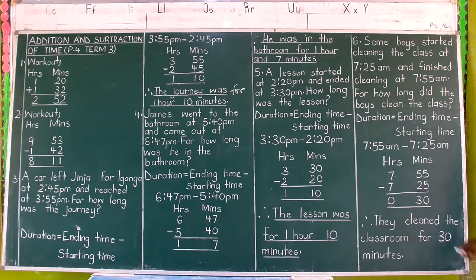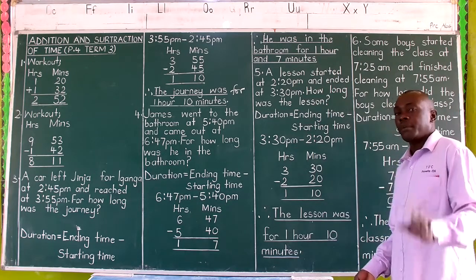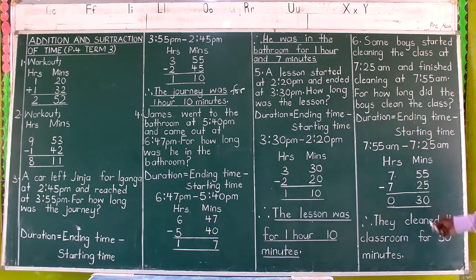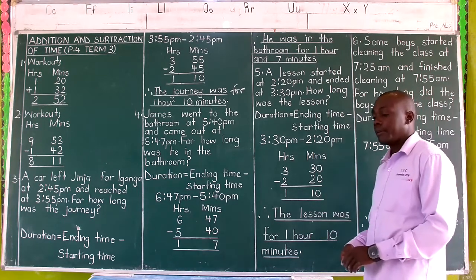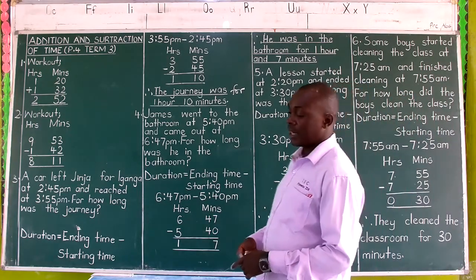Solve the minutes first. 5 minus 5 is 0. 5 minus 2 is a 3. 7 minus 7 is 0, meaning there is no hour that was left. So therefore, they cleaned that classroom for only 30 minutes, no hour. That is 0 hour, meaning no hour. So they only took 30 minutes cleaning this very classroom.